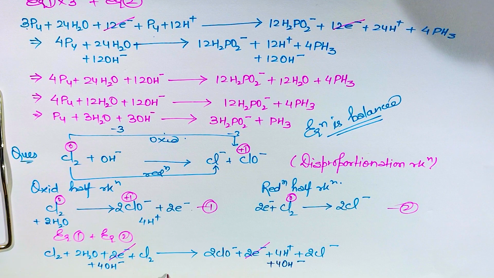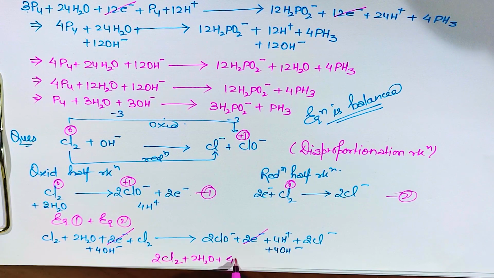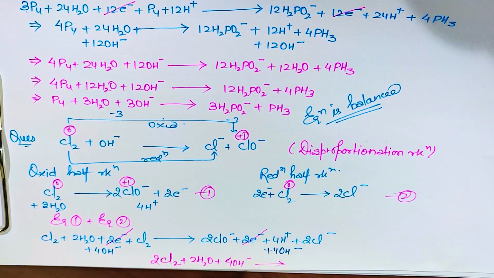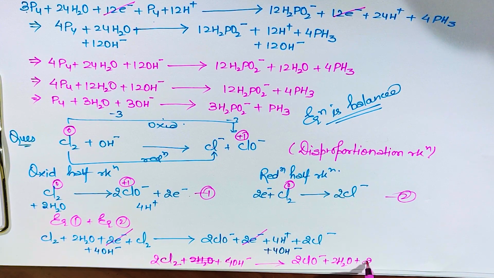So the final result will be Cl2, is it visible? Plus 2H2O plus this Cl2, and Cl2, that means it will be 2Cl2, plus 4OH minus will be changed into 2ClO minus, and this 4H plus and 4OH minus will convert into water, 4H2O. So 2H2O is already here, so I will just cut this, and here I will write 2H2O plus 2Cl minus. I hope it is clear.